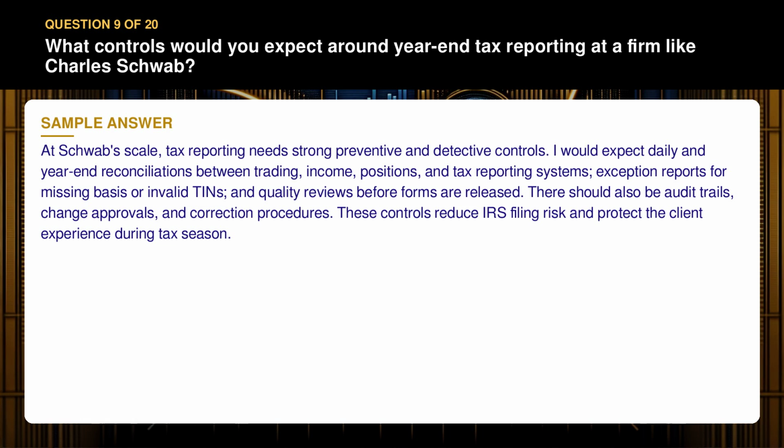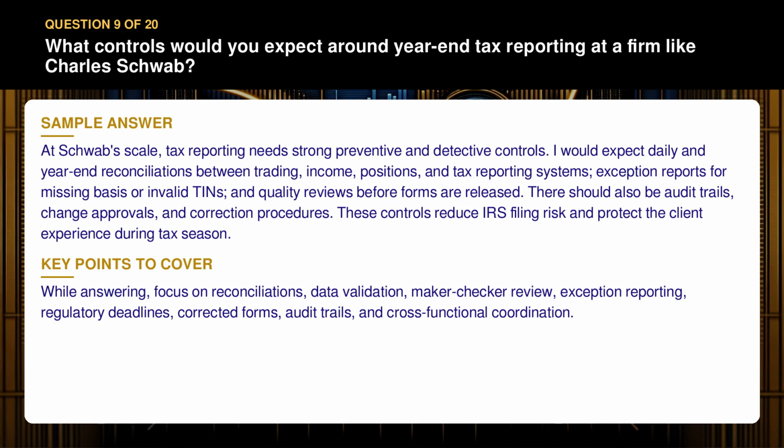There should also be audit trails, change approvals, and correction procedures. These controls reduce IRS filing risk and protect the client experience during tax season. While answering, focus on reconciliations, data validation, maker-checker review, exception reporting, regulatory deadlines, corrected forms, audit trails, and cross-functional coordination.